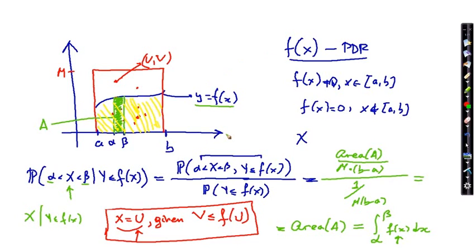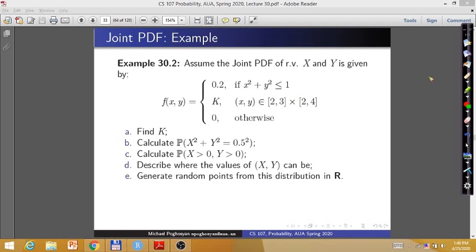So I'm erasing this, going back to our problem. We have this problem: we need to calculate first k, then generate random points from that distribution in R by using rejection sampling. So k is calculated in the following way.